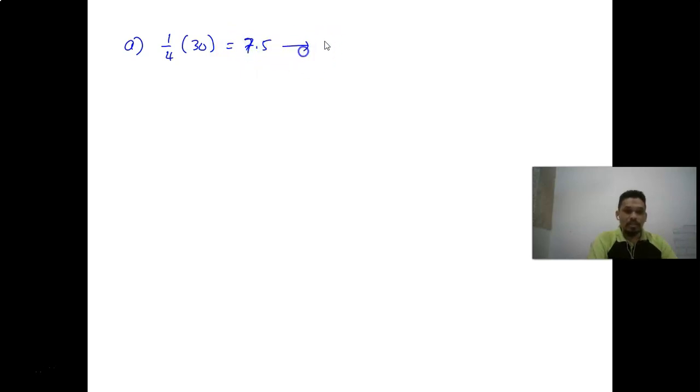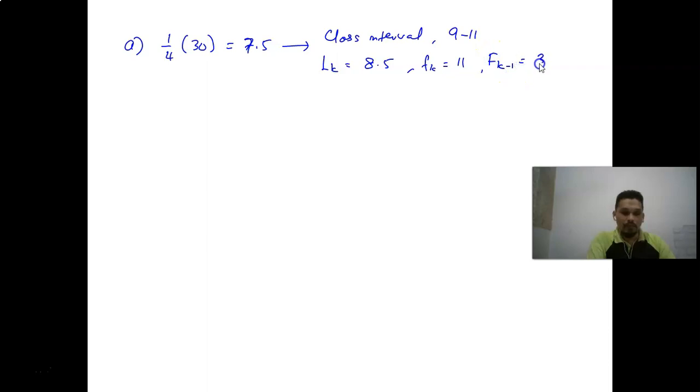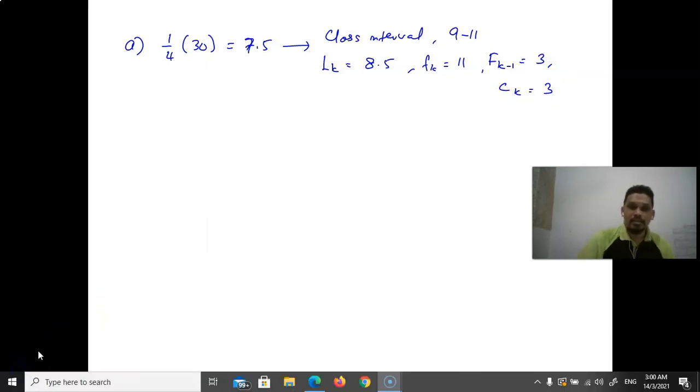Okay, so then the class interval of 9 to 11, and then L_k, the lower boundary of the class, which is 8.5, frequency of the class equal to 11, cumulative frequency of the class before equal to 3, and the size of the class equal to 3. Okay, 7.5 for this one here.